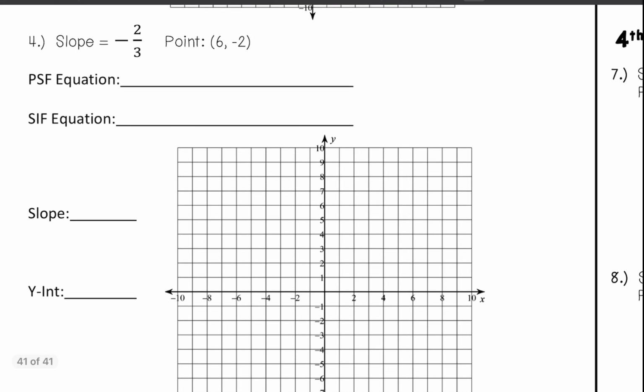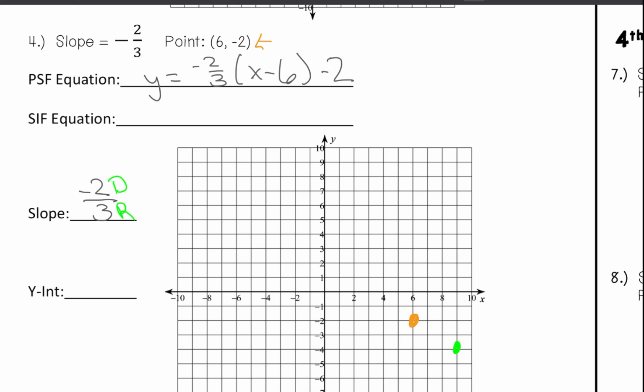Looking at number 4, writing the point slope form, we get y is equal to -2/3 times x minus 6 plus, Miss Rolf, minus 2. And then we're going to graph that first point again, which is 6, -2. And then we know our slope is a -2/3. Write it how you say it. Our movements are going to be down and to the right. So I go down 2, right 3.